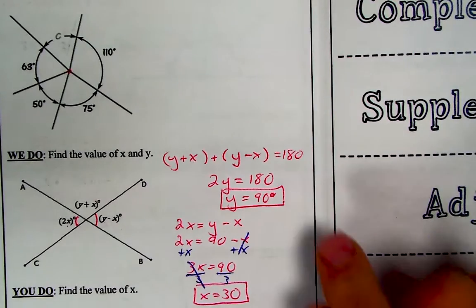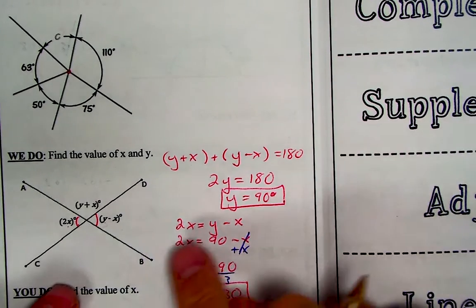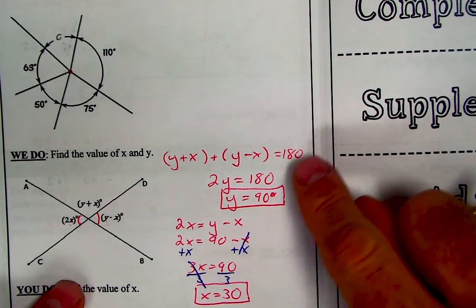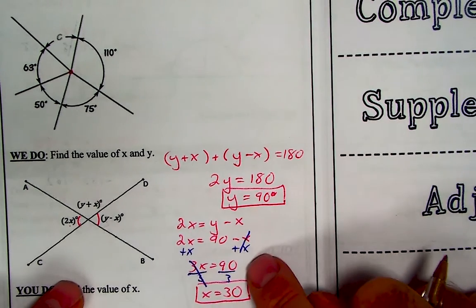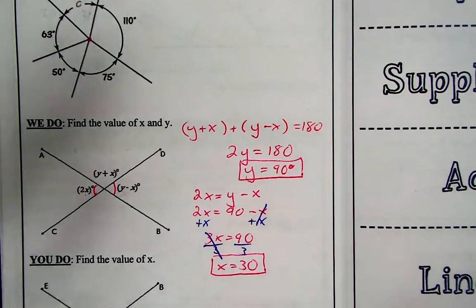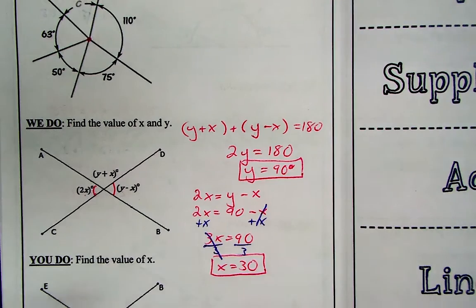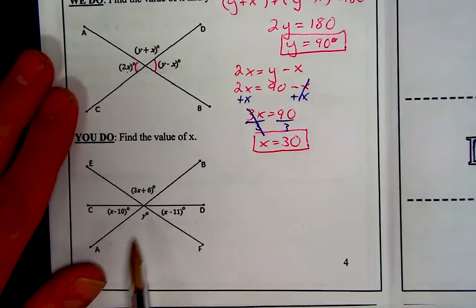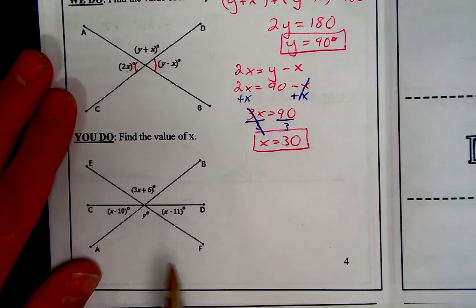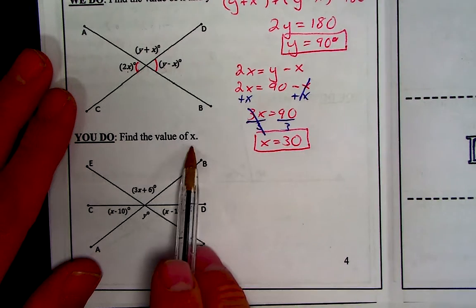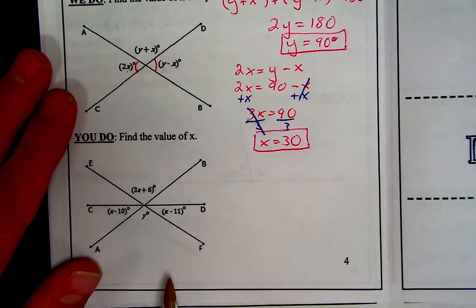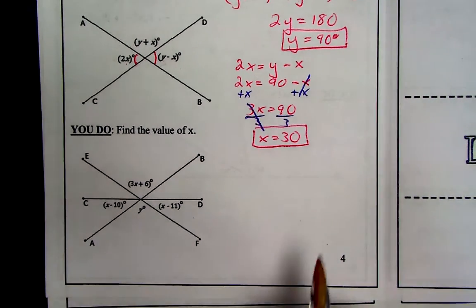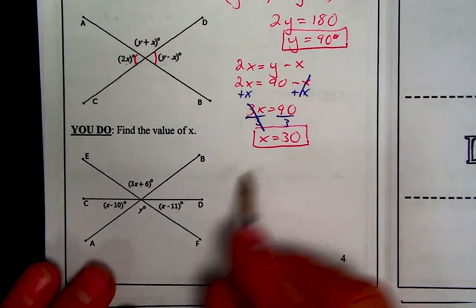Notice that to find x and y, we had to do two separate equations: one to find y, one to find x. It's not initially clear which equation you need to write. So just write anything you know to be true. The direction should say find the value of x and y, but write a true statement and see if you can find x or y.